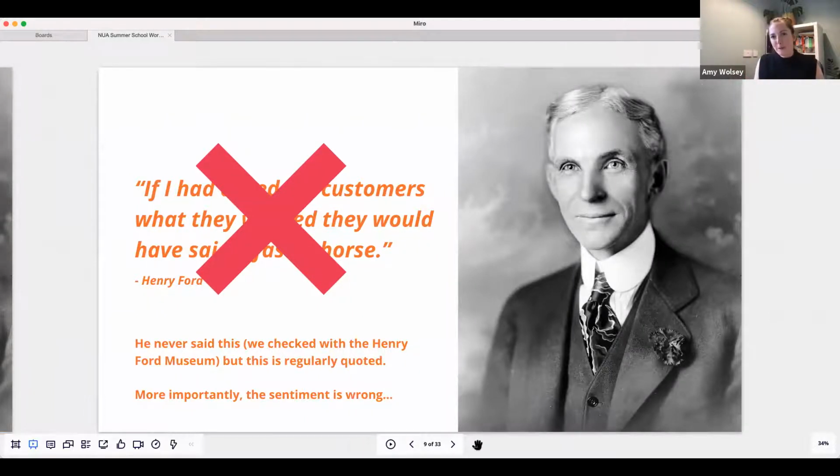So we have spoken to the Ford Motor Company historians and museum. And there's no evidence that Henry Ford actually ever said that quote. And more importantly, the sentiment of the quote is completely wrong. So it's not necessarily about asking customers what they want.